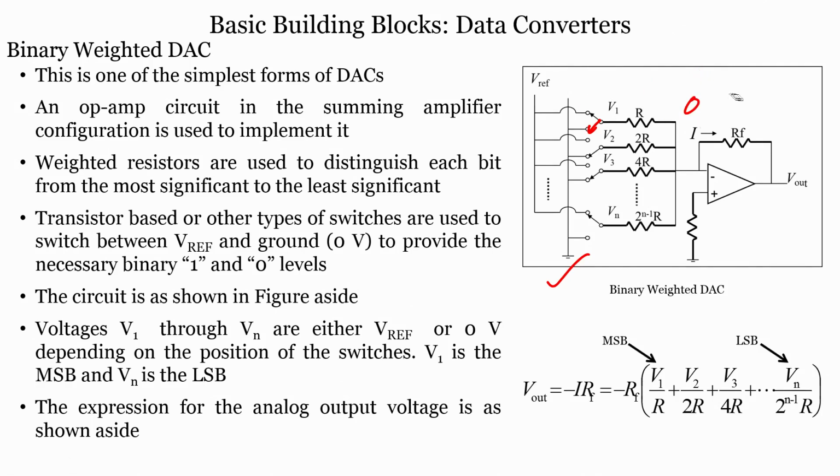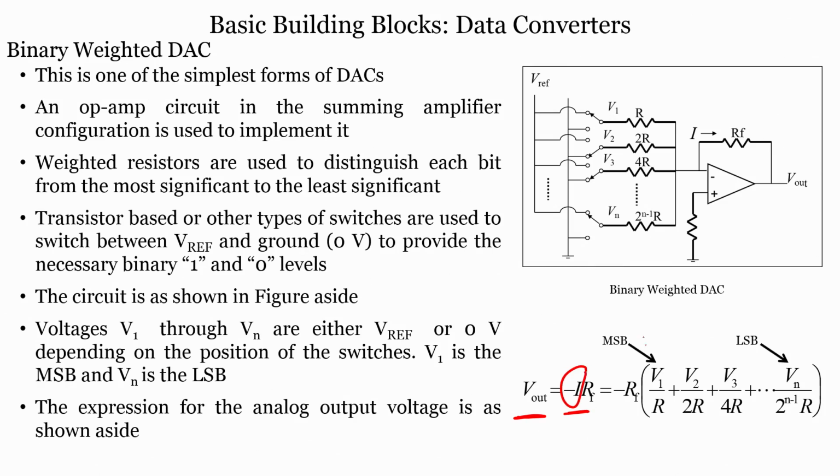Depending on the position of the switch, V1 is the most significant bit, and Vn, which is the nth bit, would be the least significant bit. Okay. So, the expression of the analog output for the weighted binary digital to analog converter is given by V out equals minus I RF, and what is here I?